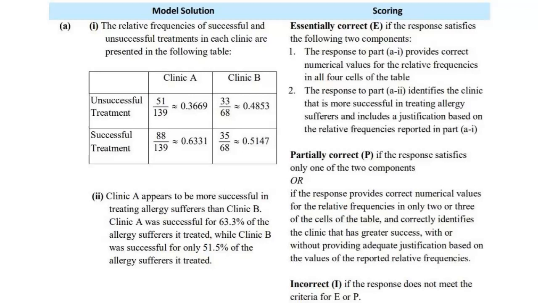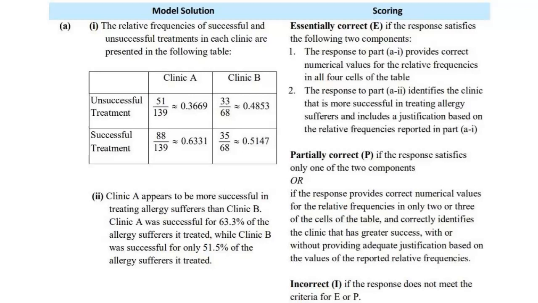For an essentially correct, you needed this, and you needed this. If you justified it with a greater percentage, then yes, you could still get part II correct, so you could get a P there, even if you didn't fill out the relative frequency table correctly. So if you made a correct judgment based on incorrect numbers, you would get a partially correct.